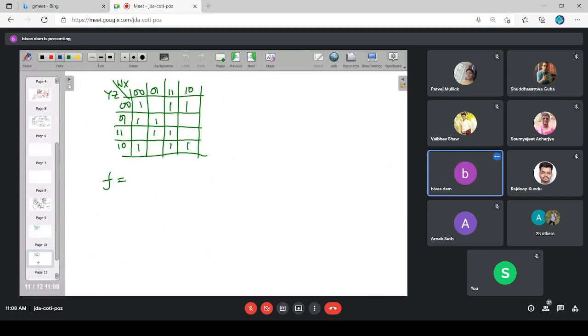Now do this minimization. Realize the minimized SOP form. First you give the answer, then I'll try.